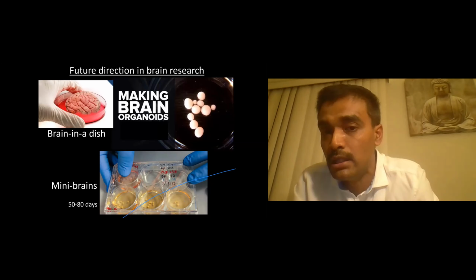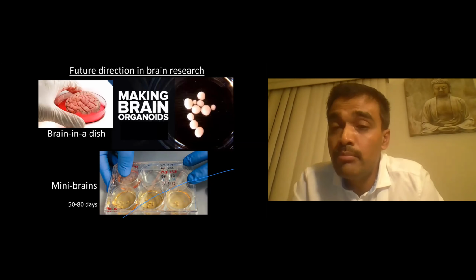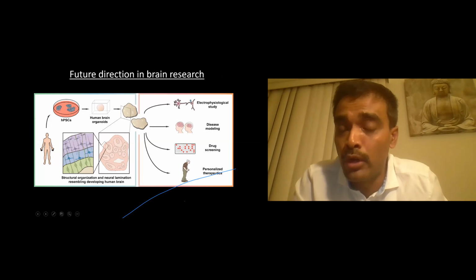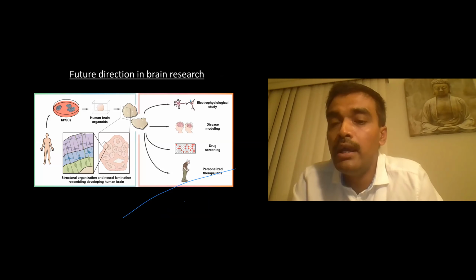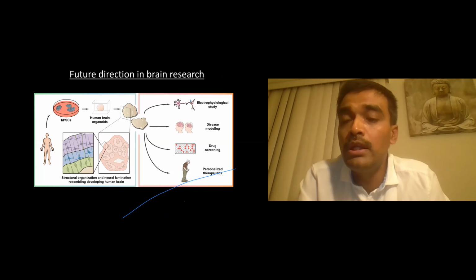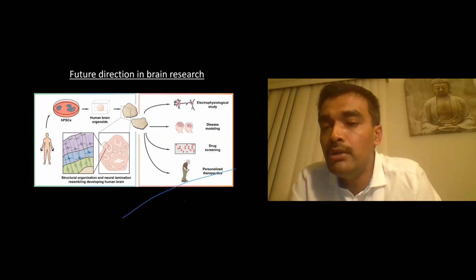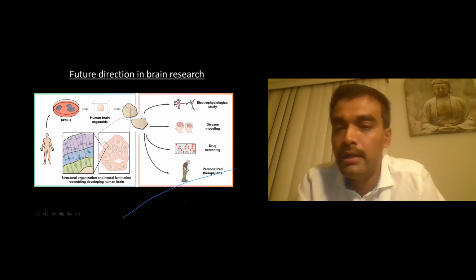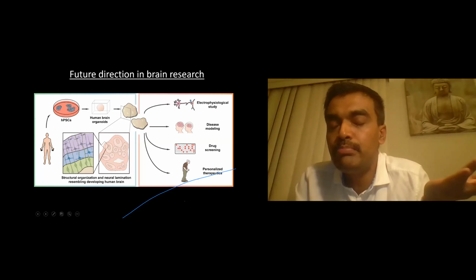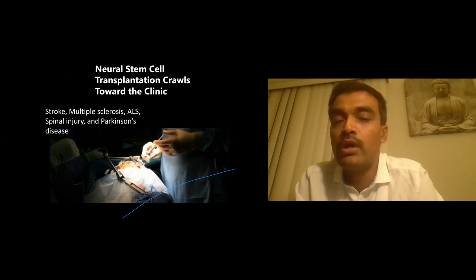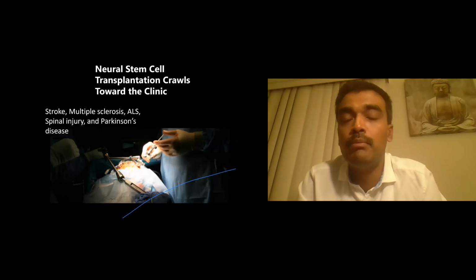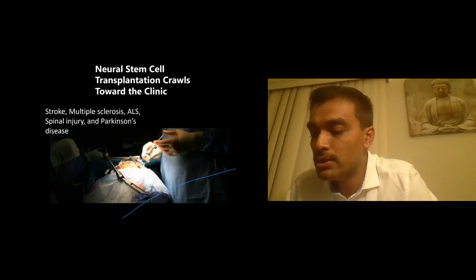What is the use of these mini brains? They are a better model for disease. We can use them for drug discovery. And not only that, probably in future, you can transplant these mini brains into Alzheimer's patients, right? This is what people are already trying to do in stroke, multiple sclerosis, and ALS. People are doing all these things. So I think I'll stop it here.